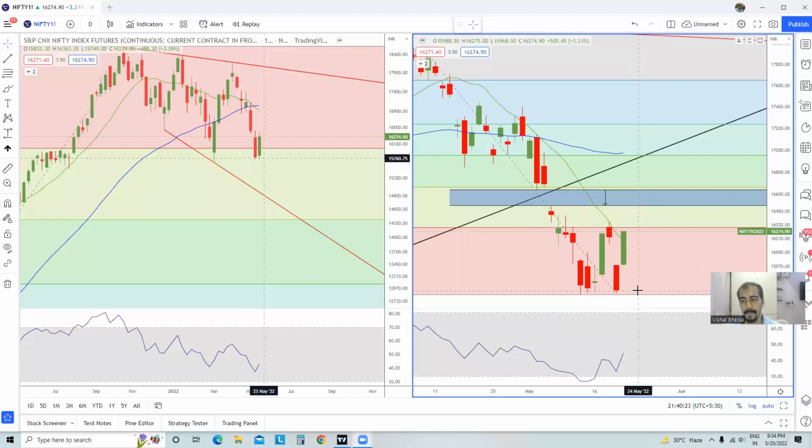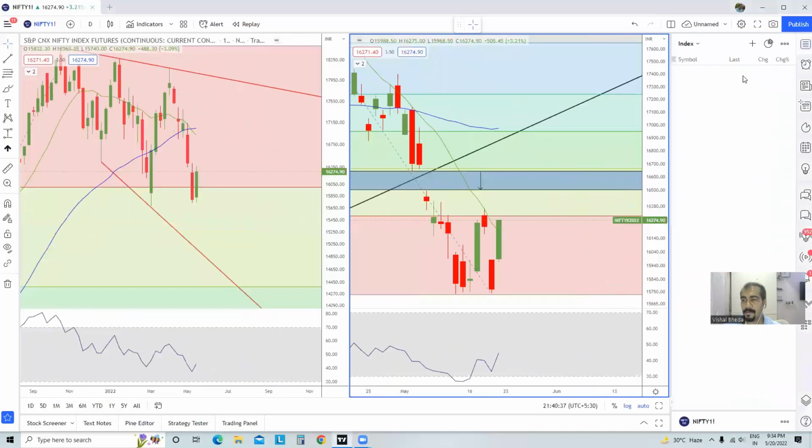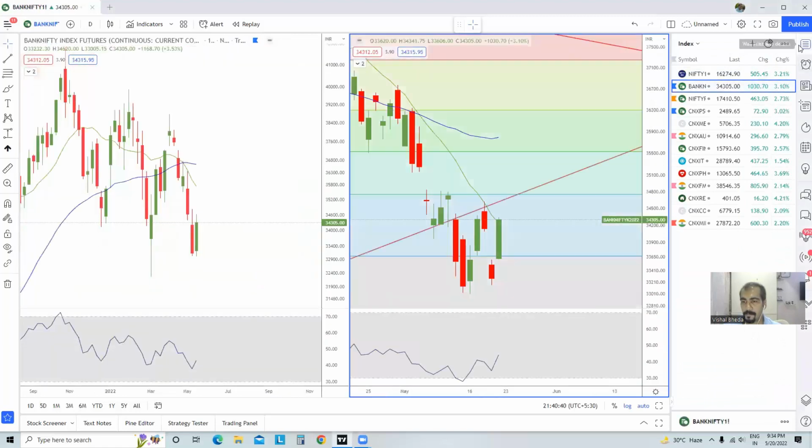seems very, very cumbersome, then you can also reduce your position sizing, bring it down to 50% or maybe even less, and try to trade as less as possible till the time this volatility comes down and cools off a little bit. All right. Now let's head towards Bank Nifty.